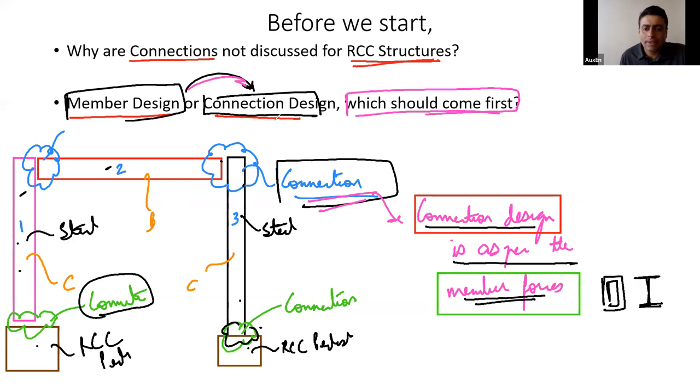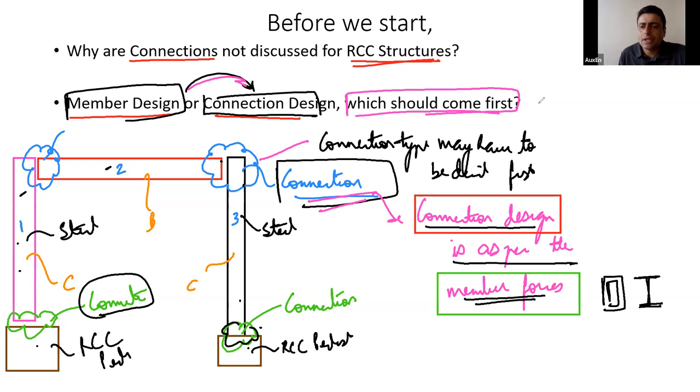Having said that, there is a parallel view also, that in some situations you have to decide what type of connection you will be providing. So connection type may have to be decided first. In some cases you have to first decide what type of connection you will provide, and depending on your connection type you may have to choose the member, or you may have to rework your member design. It happens rarely, but it may happen.